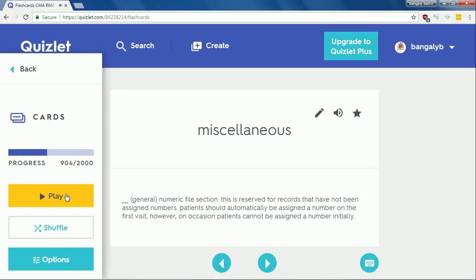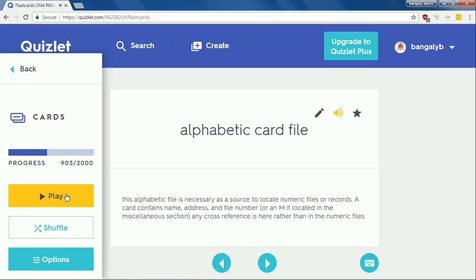Miscellaneous numeric file section. This is reserved for records that have not been assigned numbers. Patients should automatically be assigned a number on the first visit. However, on occasion patients cannot be assigned a number initially. Alphabetic hard file. This alphabetic file is necessary as a source to locate numeric files or records. A card contains name, address, and file number. Any cross-reference is here rather than in the numeric files.